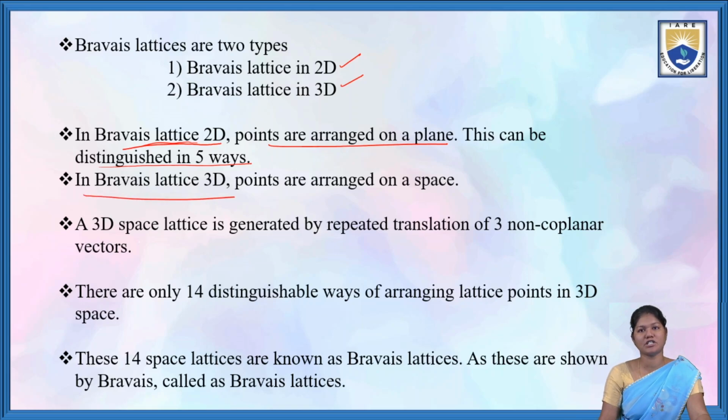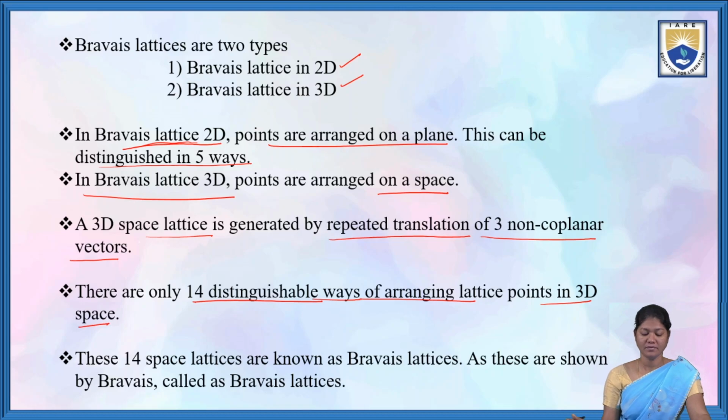When taking the 3-dimensional Bravais lattice, points are arranged in space. The 3-dimensional space lattice is generated by repeated translation of 3 non-coplanar vectors. There are 14 distinguishable ways of arranging lattice points in 3-dimensional space. These 14 space lattices are known as Bravais lattices.